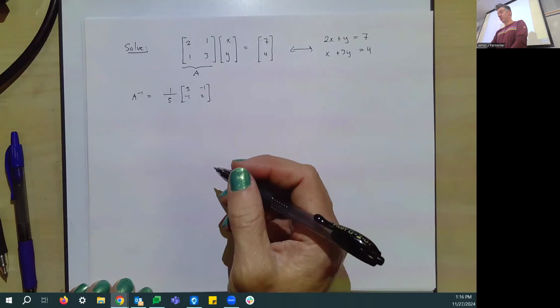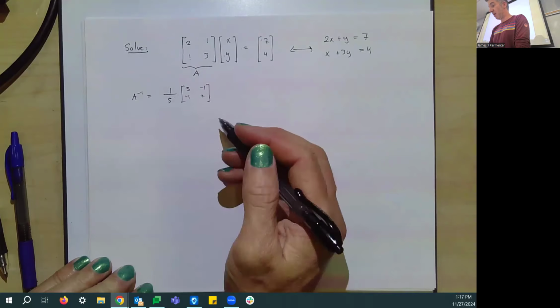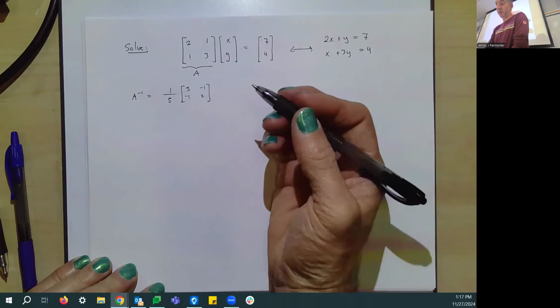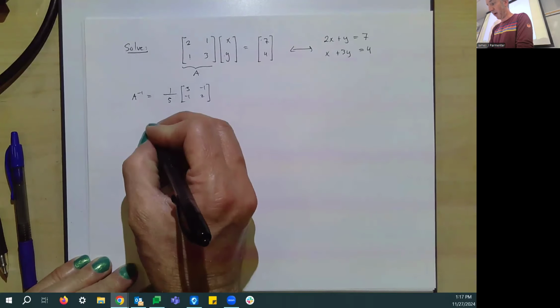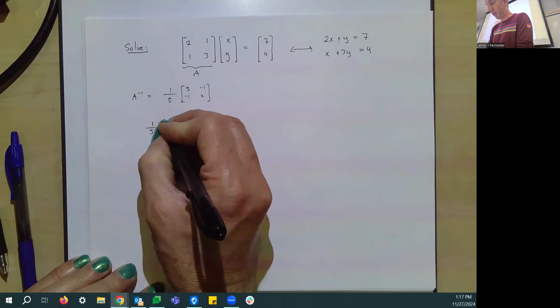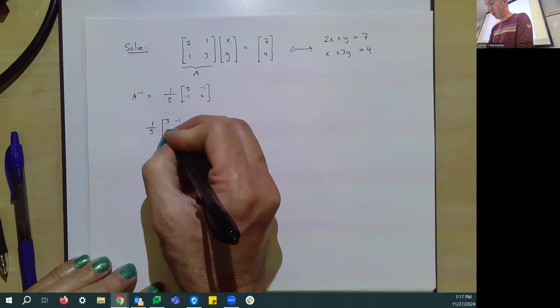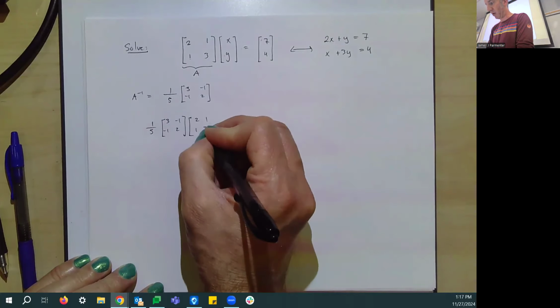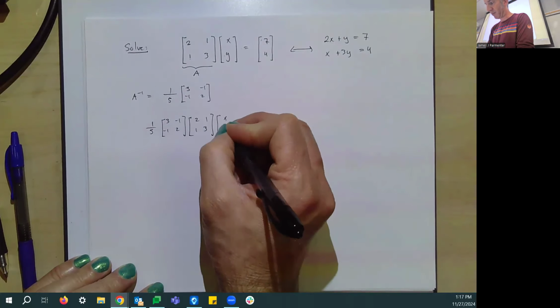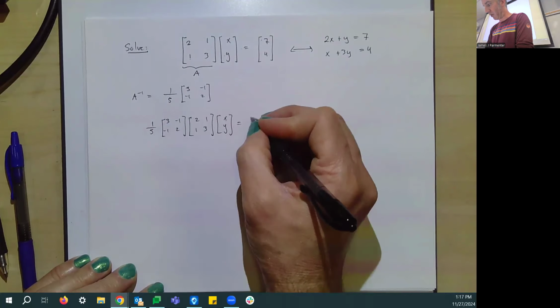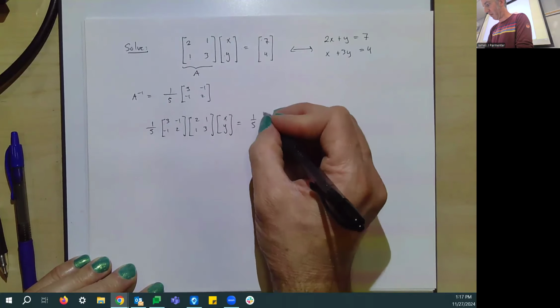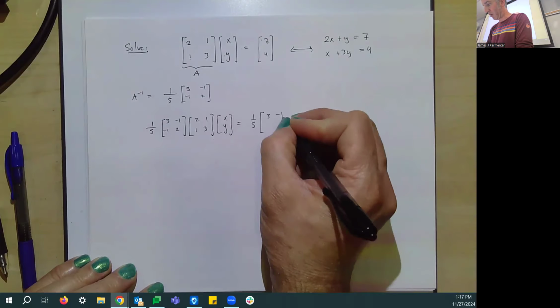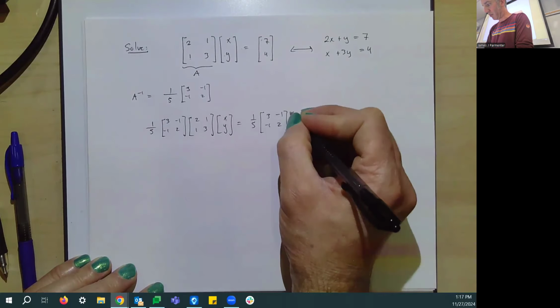I really feel like I should skip this next step, and I will for the next one, but here I'll do it. So then we take this equation and we multiply both sides by A inverse. On the left, we're going to get 1/5, 3, -1, -1, 2 times A, which is 2, 1, 1, 3 times xy equal to the inverse multiplied by 7, 4. So 1/5 times 3, -1, -1, 2 times 7, 4.